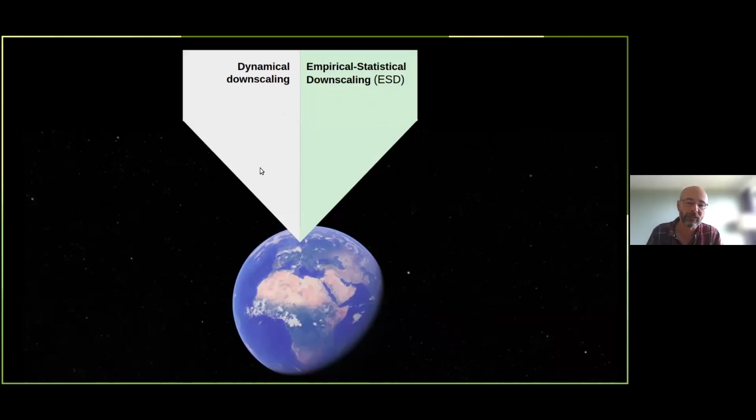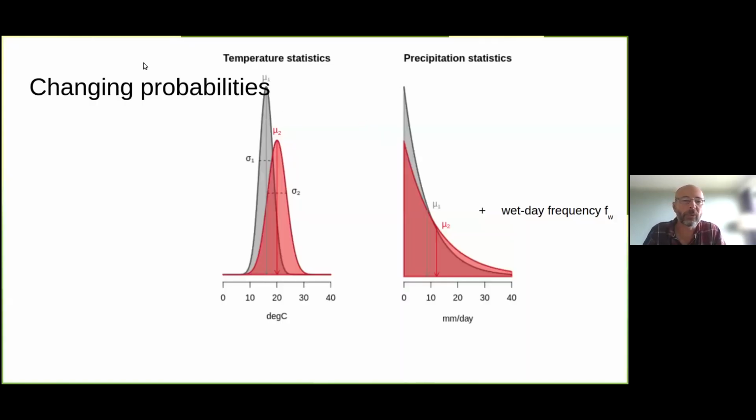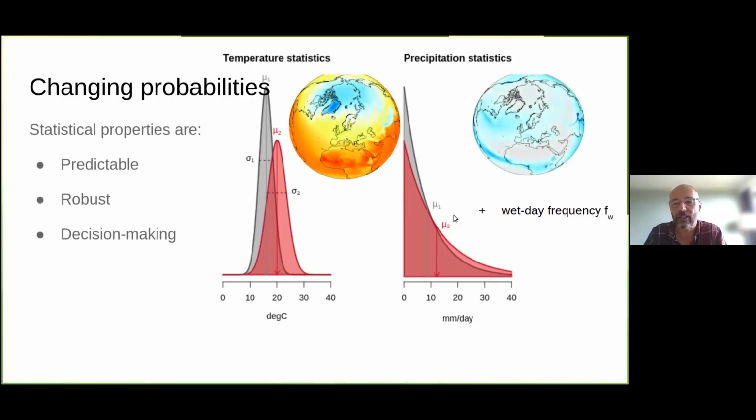And I would use R to analyze both of these, but for empirical statistical downscaling, the ESD package provides the means to do that as well. And what we want to predict is how the probabilities change. Say this is the temperature, so that we can approximate that with a normal distribution, and also the precipitation, we can approximate that with the exponential distribution for just the rainy days. So you also have the wet day frequency as well.